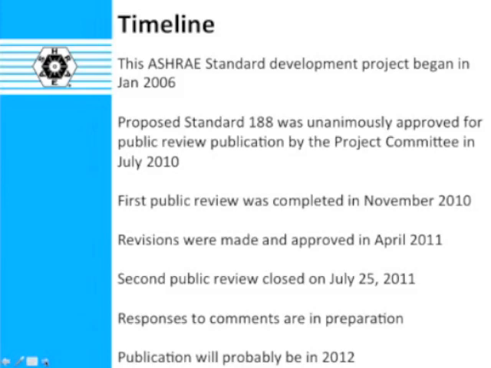This ASHRAE standard development project began in January of 2006. The proposed standard was unanimously approved for public review by the project committee in July 2010. First public review, which is a very critical aspect of the ANSI standard development process, was completed in November of 2010. Revisions were made and approved in April of 2011. Second public review closed on July 25th, just this last summer. And the responses to comments from the public review are right now in preparation, and that's the work that the committee is doing at the moment.